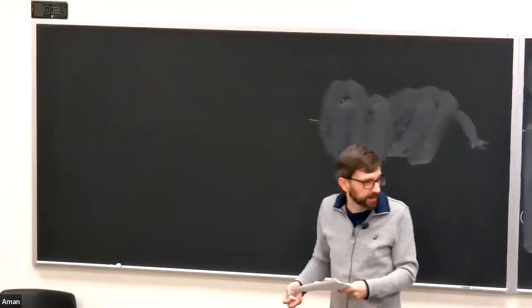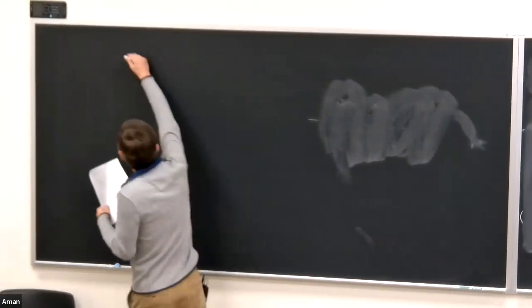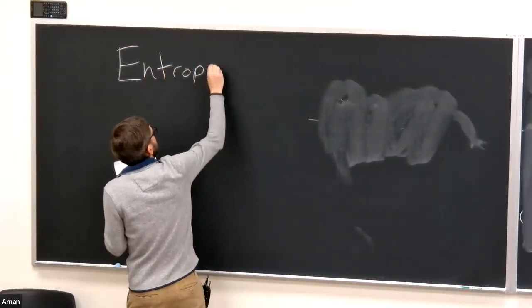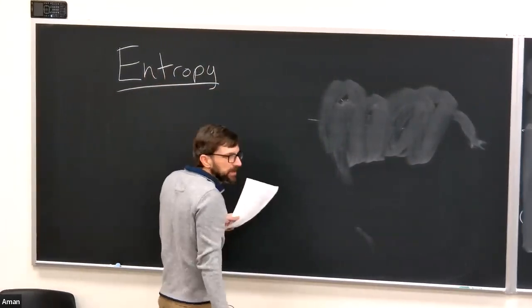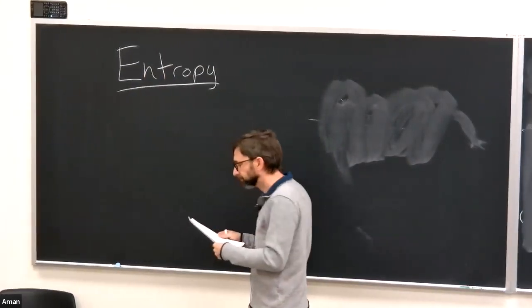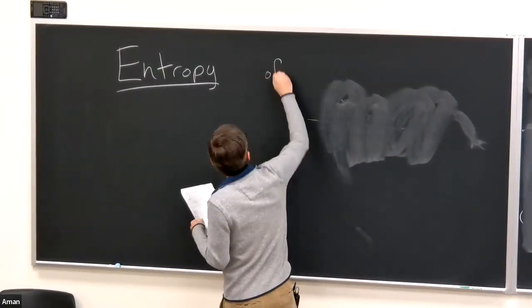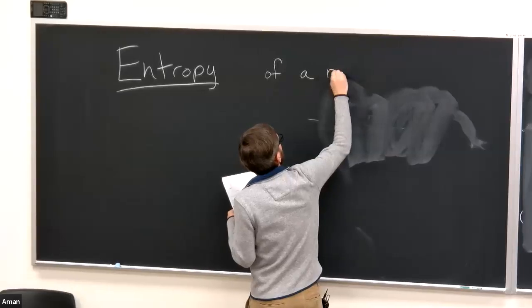Okay, let's see, cameras follow me. So let's start with the foundation. The definition here is entropy. And so I'm going to talk about the entropy of a random variable.